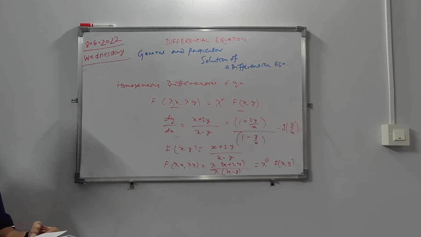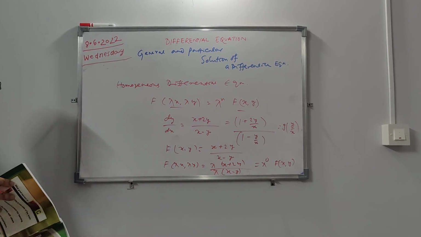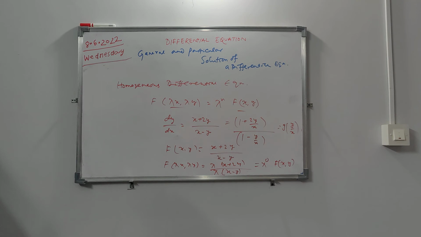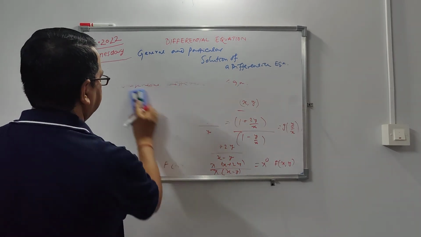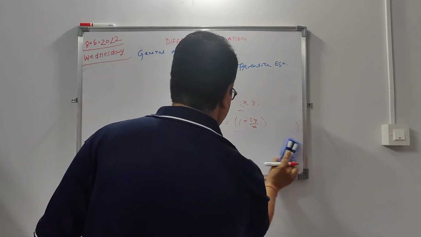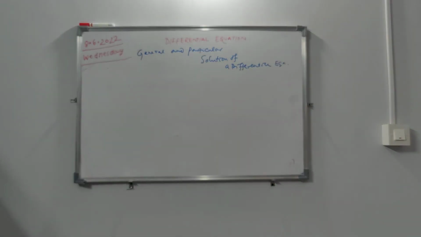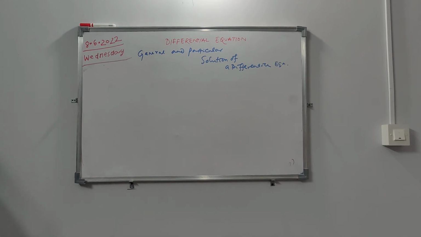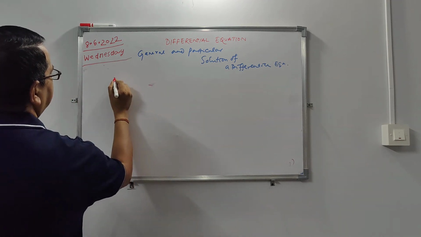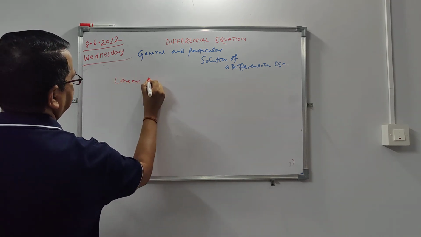The general equation, order and degree is what we learned. And so now you understand what is homogeneous. Then this, and then the linear differential equation.